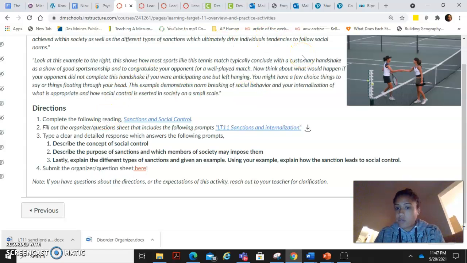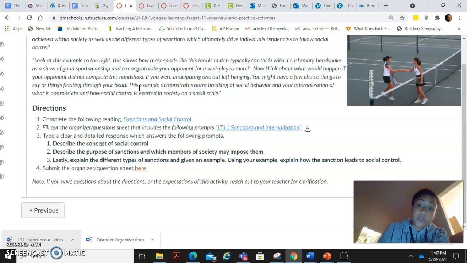That's social control because, oh, it explains right here. Look at this example to the right. This shows how most sports, like this tennis match, typically conclude with a handshake as a show of good sportsmanship and to congratulate your opponent for a well played match. We expect that. Okay? We expect that, and so therefore it is a social norm.